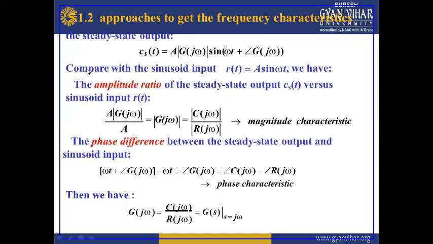Now compare with the sinusoidal input r(t) equal to A sin ωt. We have this amplitude ratio of the steady state output versus the steady state sinusoidal input r(t). When we compare the ratios, this will give me the magnitude characteristic. And when we take the phase difference between the steady state output and the sinusoidal input, we will be getting the phase characteristics. Therefore, G(jω) will be equal to C(jω) upon R(jω), which is equal to G(s) with s equal to jω.